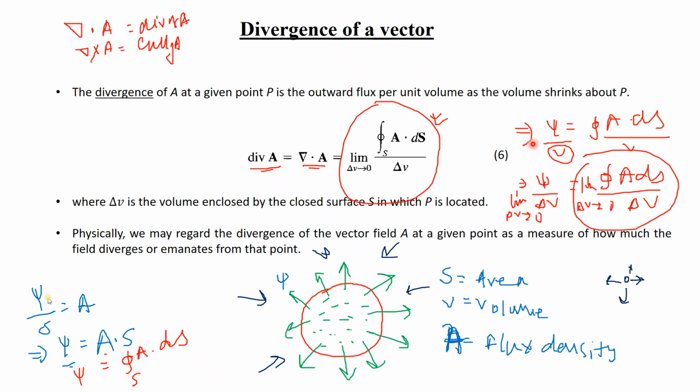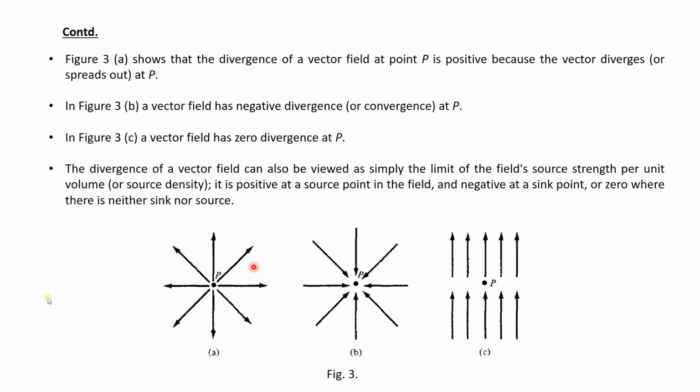Now imagine the total outward flux coming out of that particular three-dimensional object, and the volume is shrinking, becoming 0. Then we call it the divergence of that particular vector. Okay. So physically we may regard the divergence of a vector at a given point as a measure of how much the field diverges or emanates from a point. That means it is a measure which indicates how much the field diverges or emerges from a point.